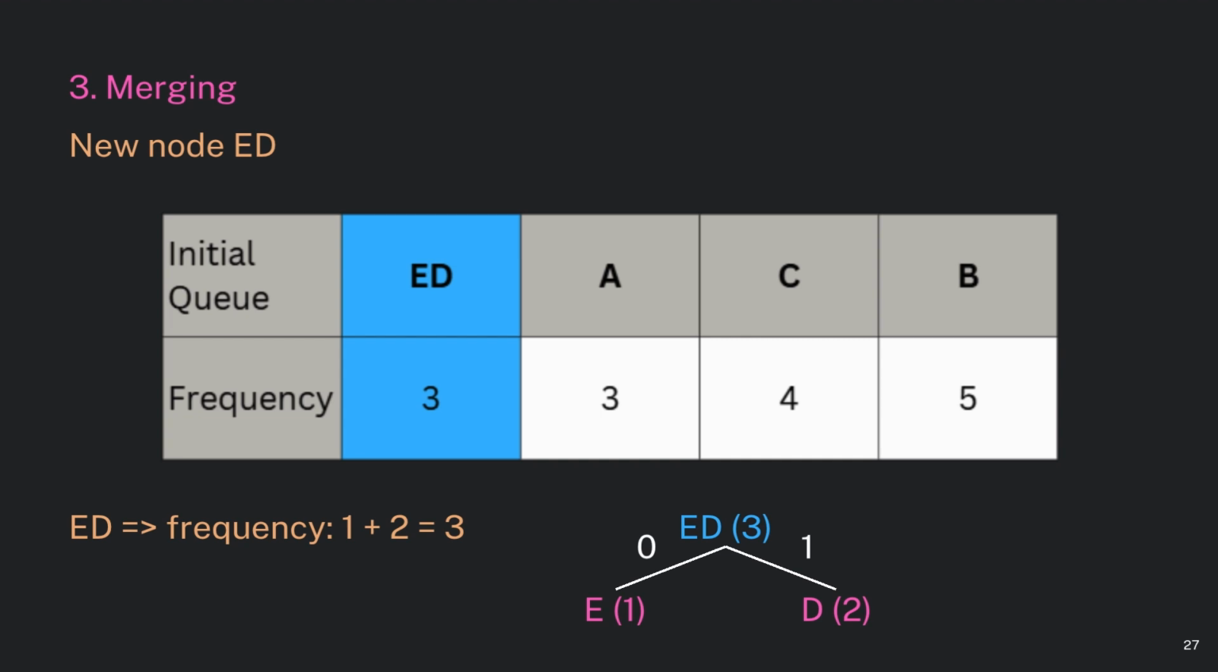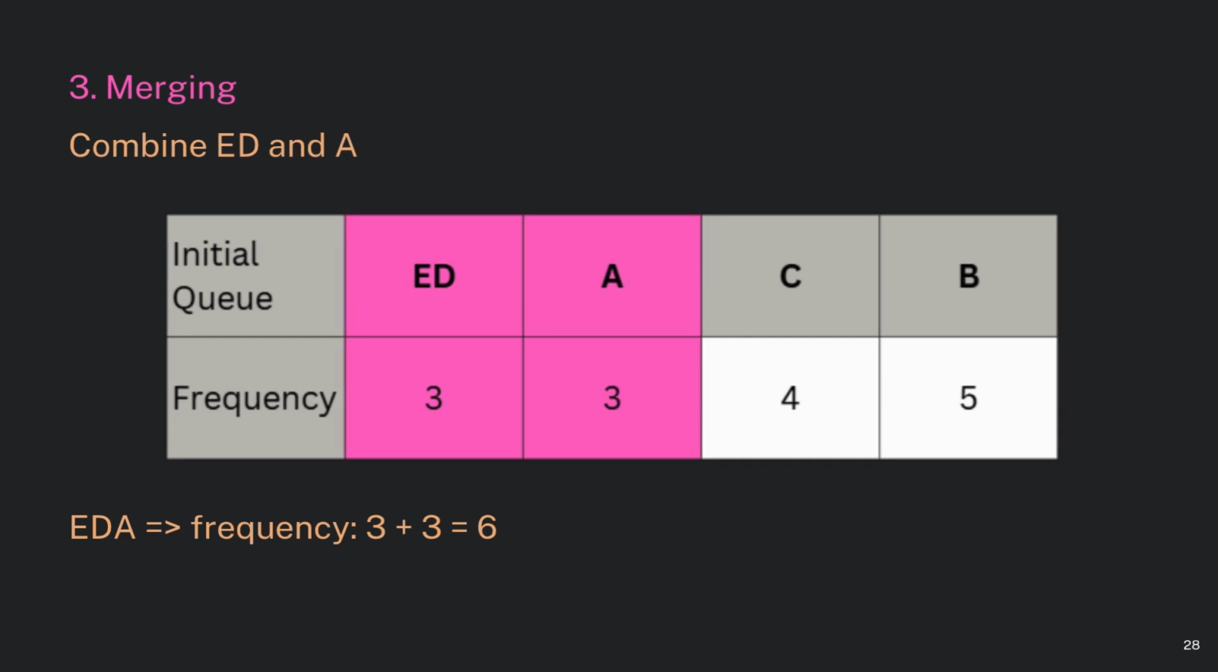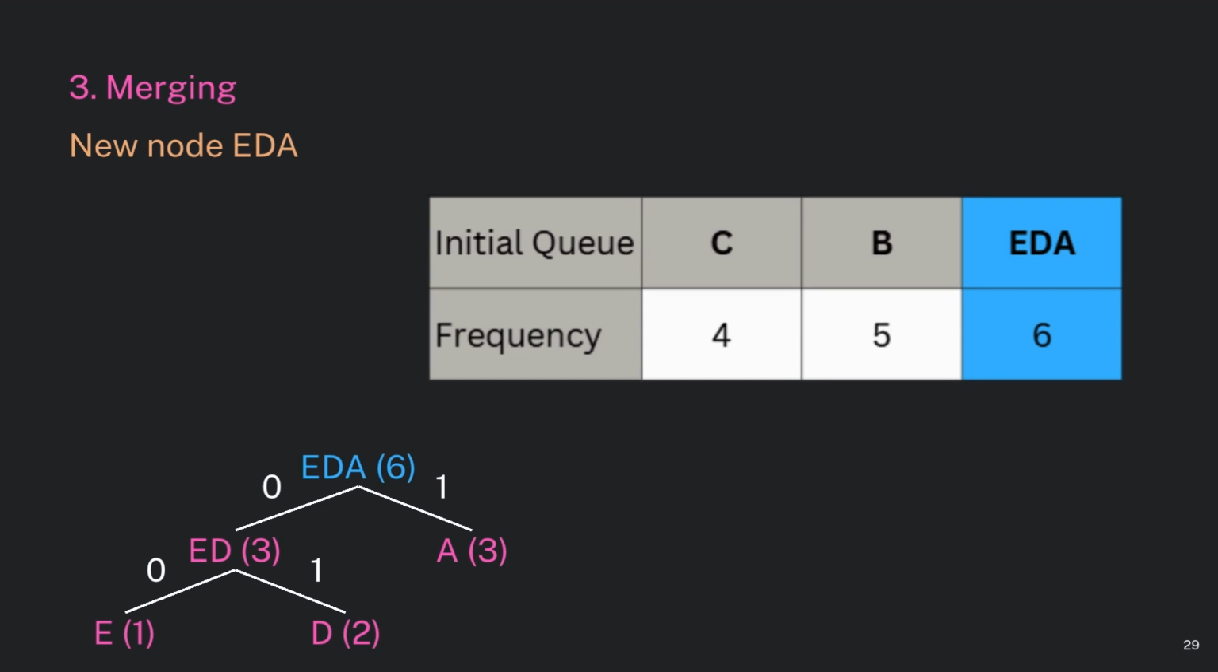I continue iterating and taking the two lowest frequencies as long as there are at least two nodes still available in my queue. At this time, ED and A have the lowest frequencies, as we can see. I combine them and create a new parent node called EDA. And again, I am putting this new parent node EDA back into the priority queue. However, since EDA has a frequency of 6, since we summed the frequency of these two nodes, it's going to be at the end of the queue now.